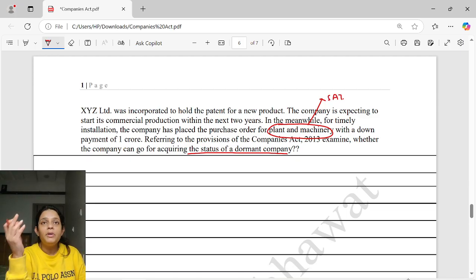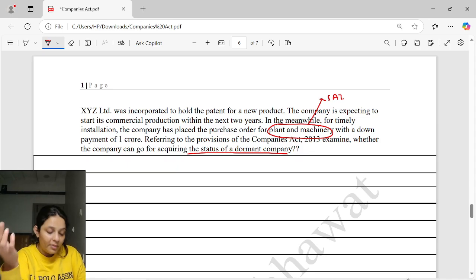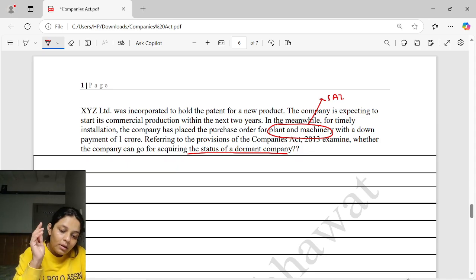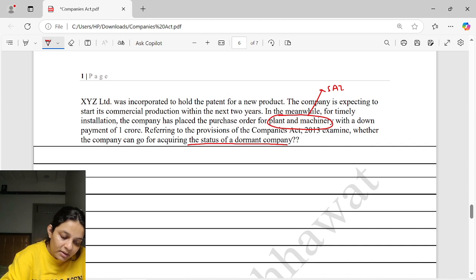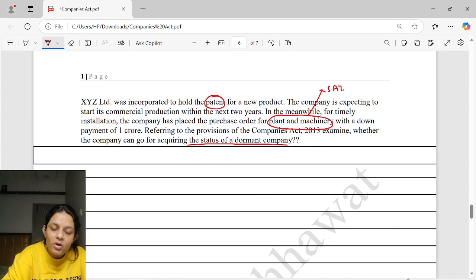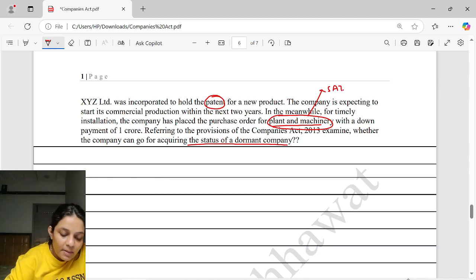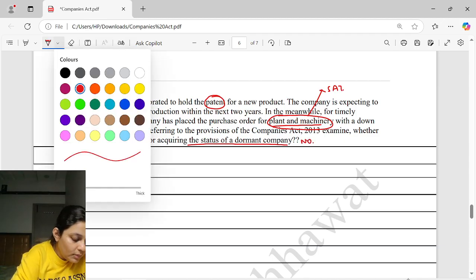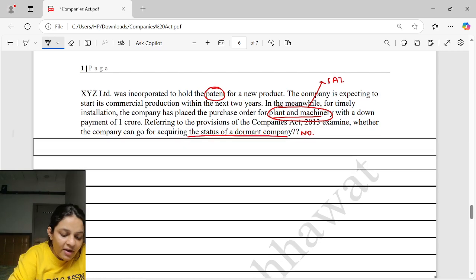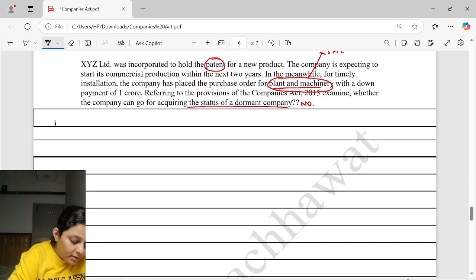But ma'am, a company can be formed to hold any assets and it can be declared as a dormant company. I agree. But see what is given here. The purpose of the company was to hold a patent. They have acquired plant and machinery after the incorporation. This is a significant accounting transaction. So can they acquire the status of a dormant company? Obviously, no. So section 455 talks about a dormant company.